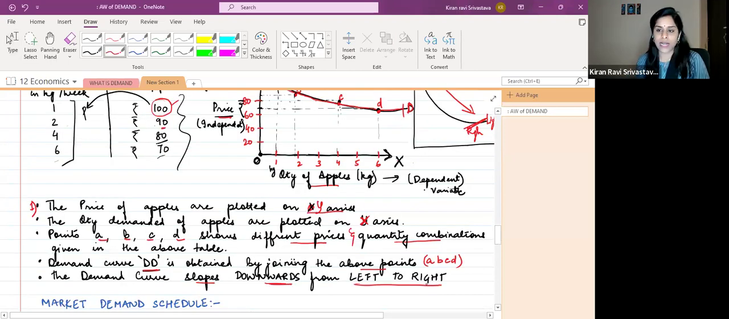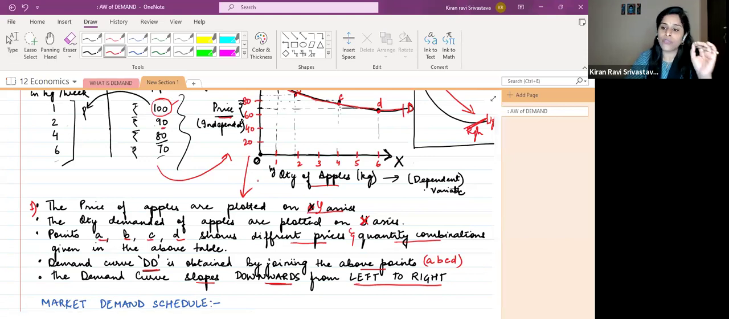Did you understand? So this is the explanation of the demand schedule, how I converted the demand schedule to a demand curve, and the explanation of this demand curve I have given here. Sometimes your question can be: explain the law of demand through demand schedule and demand curve. This can be a 6 marks question.